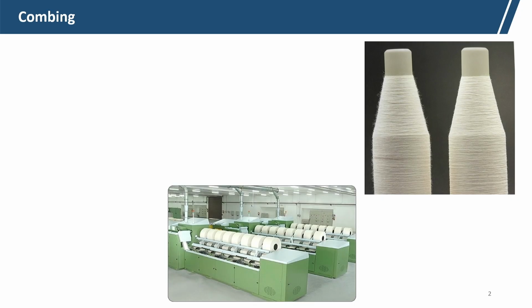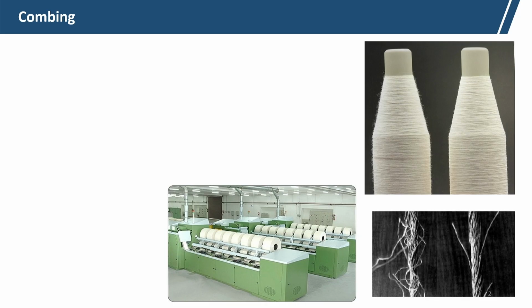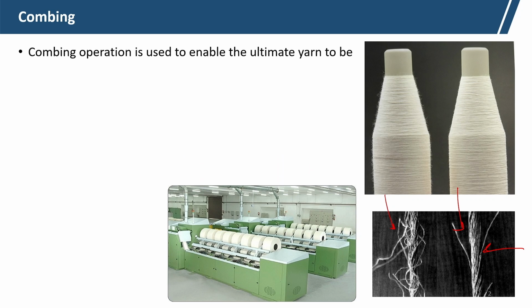So, this is the combing machine, and you see this is carded yarn, and after removal of short fiber, if the short fibers are eliminated, the yarn structure becomes like this. Okay. Now, the combing operation is used to enable the ultimate yarn to be smoother. So, yarns become smooth.